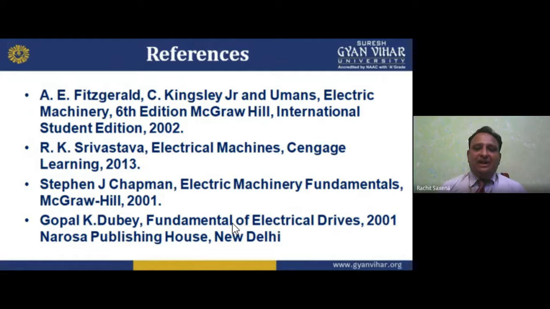Now these are some references which I am talking about. Electric Machinery, 6th edition, by A. E. Fitzgerald, Kingsley Jr. and Umans, a Tata McGraw-Hill book, International Student Edition. It is a very good book. It consists of so many basic concepts of machines, and it is also available in our library, so you can go and read it. I took some part from it also. R.K. Srivastava, Cengage Learning, Electrical Machines, a good book again. Stephen J. Chapman is also an international author, a good book. Gopal K. Dubey is also there. So these are the books which you can refer for this machine.